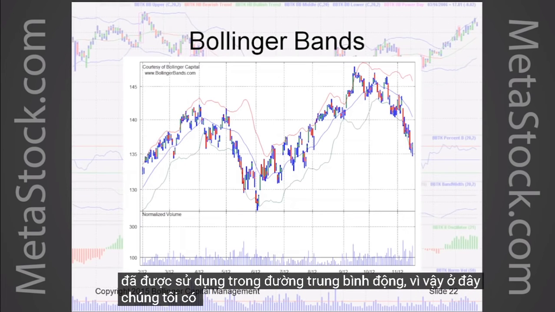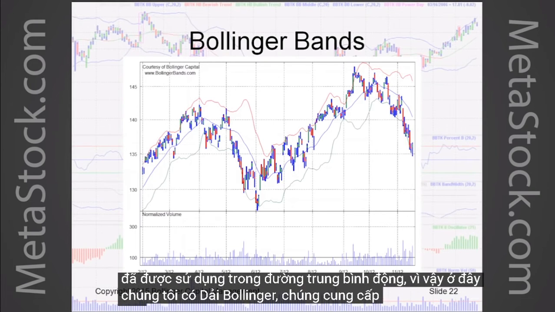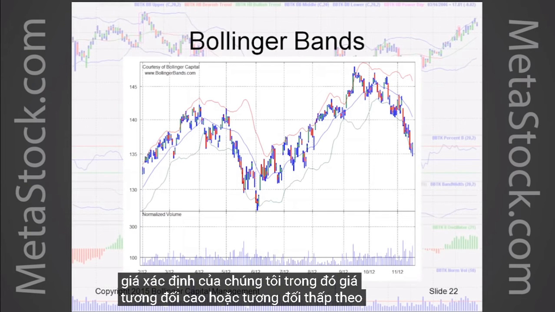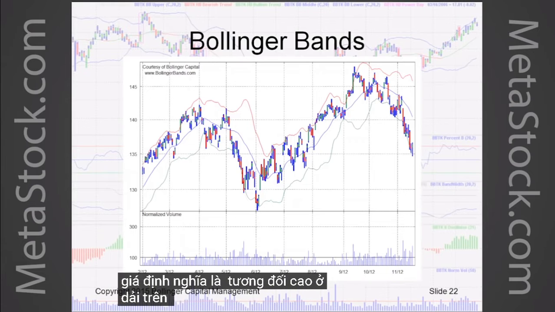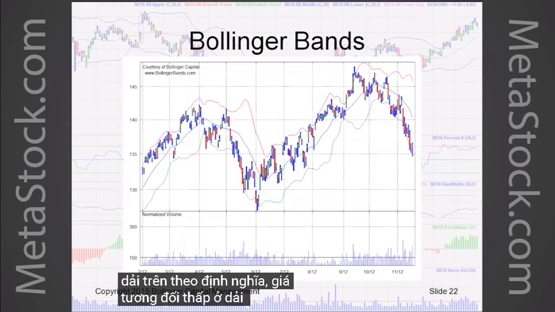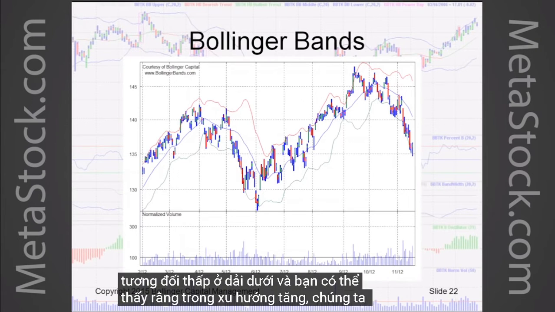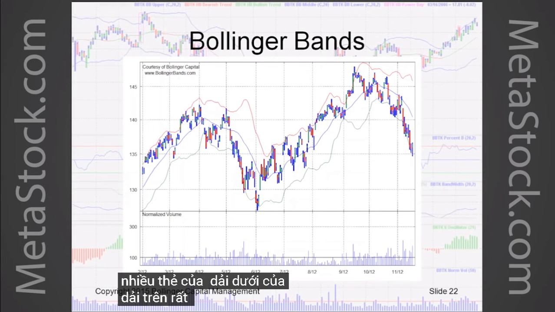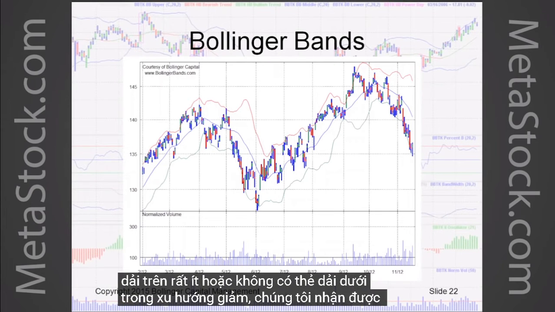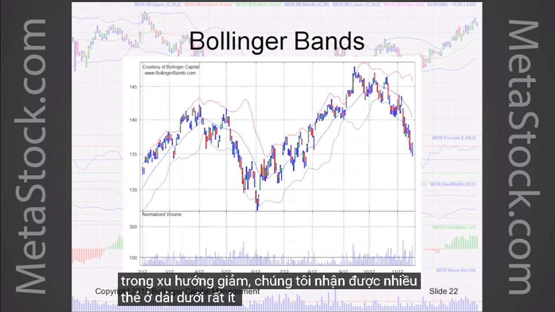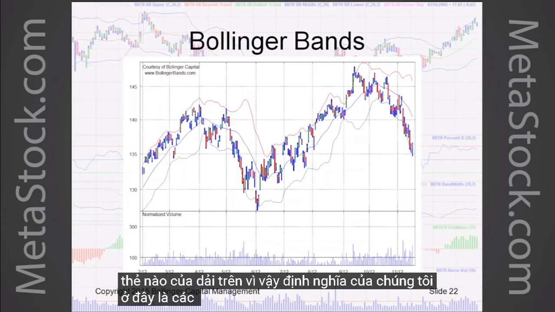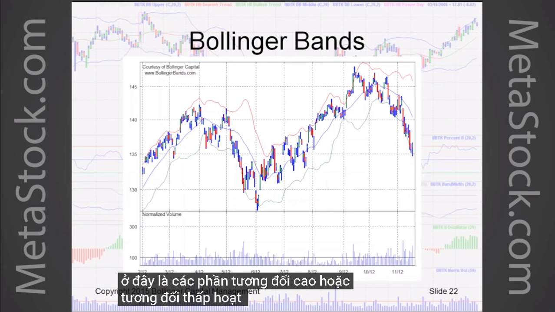So here we have Bollinger Bands. They provide our definition of whether prices are relatively high or relatively low. By definition, prices are relatively high at the upper band. By definition, prices are relatively low at the lower band. And you can see that during an uptrend, we get multiple tags of the upper band, very few or no tags of the lower band. During a downtrend, we get multiple tags of the lower band, very few, if any, tags of the upper band. So our definition here of prices being relatively high or relatively low works very well.